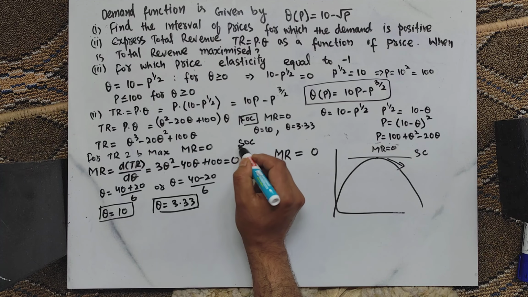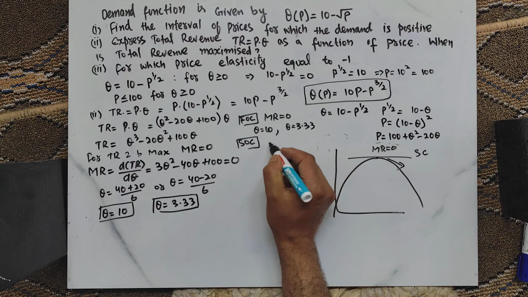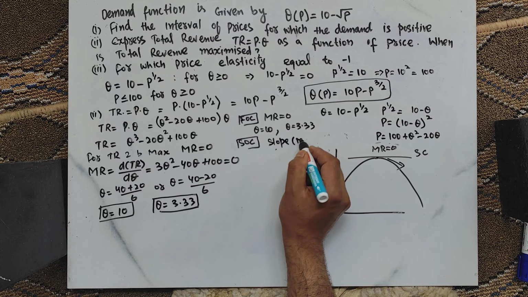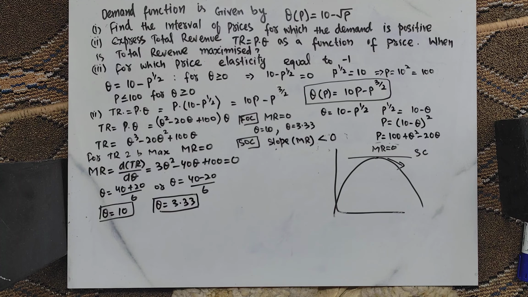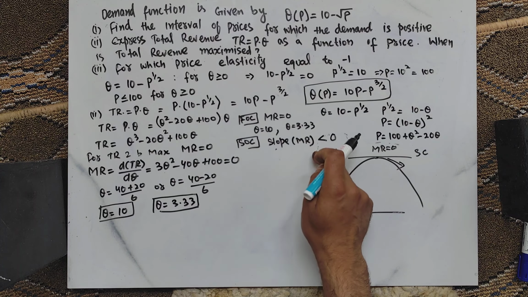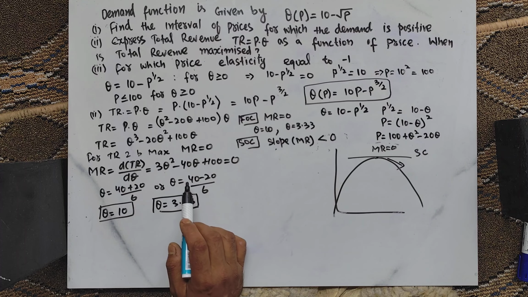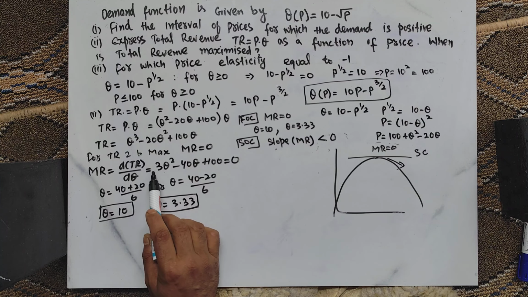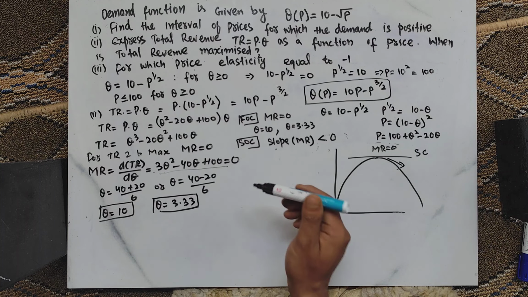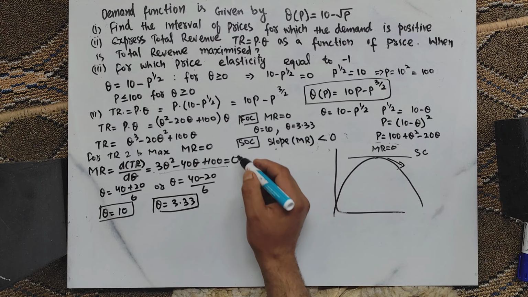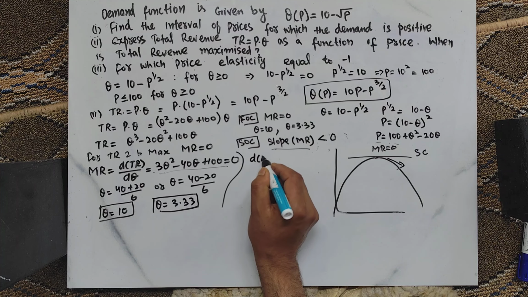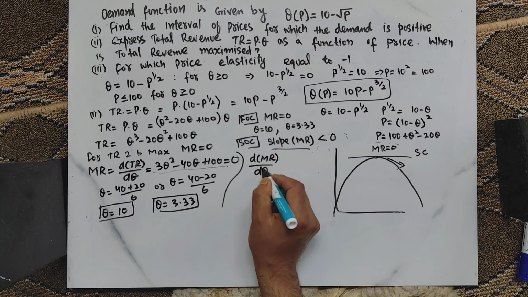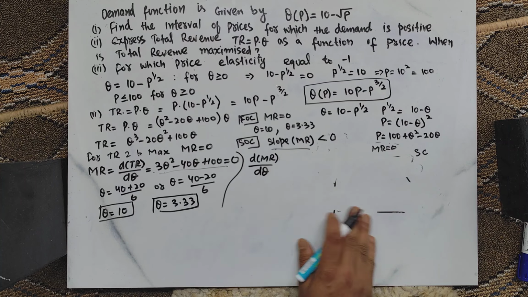The second order condition for maximum is that the slope of the marginal revenue function should be less than 0 at the critical point. So this is our marginal revenue function. Now its slope is the derivative of the marginal revenue function, again with respect to output. So the slope of marginal revenue means the derivative of the marginal revenue function with respect to output, and we need to find out its sign here.